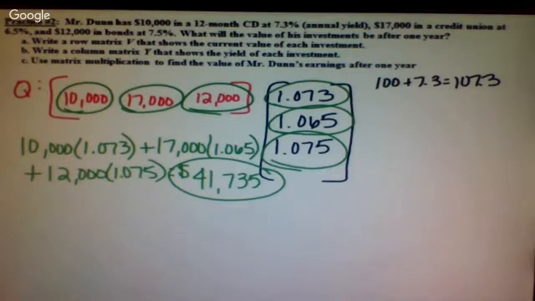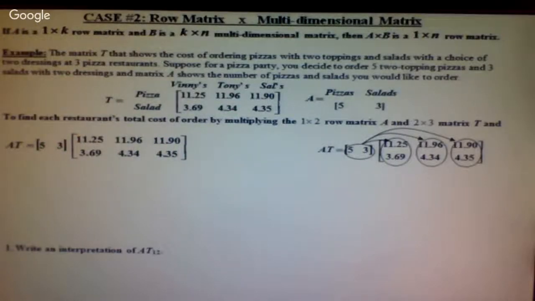Okay. Your second go around, we're going to look at a row versus a multi-dimensional matrix. My first matrix is still the quantity. It's showing the fact that you ordered 5 2-topping pizzas and 3 salads. Well, now we can compare prices of restaurants. So, we're trying to figure out if I buy the same amount at each restaurant, which one's going to give me the cheapest price?